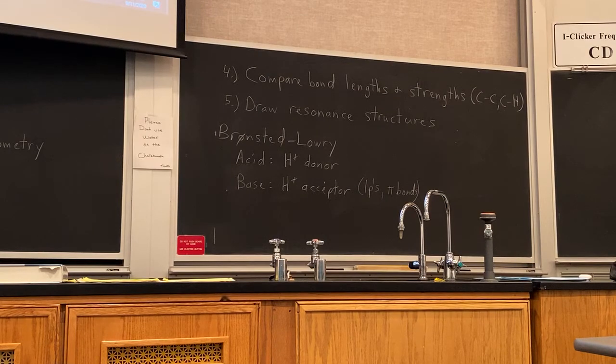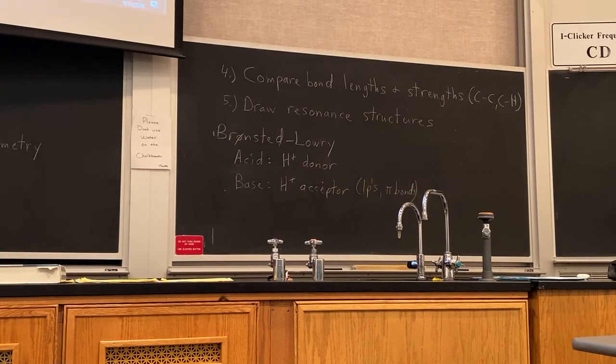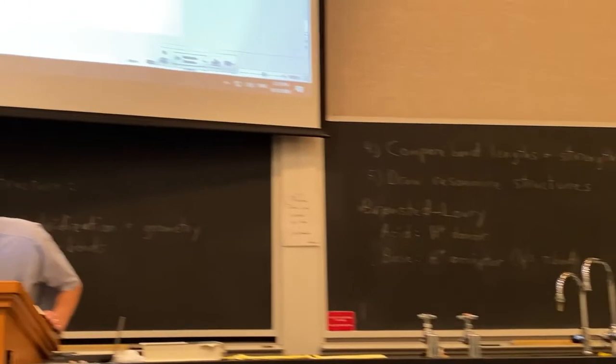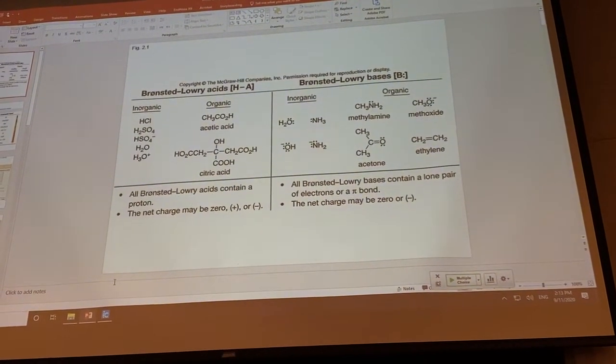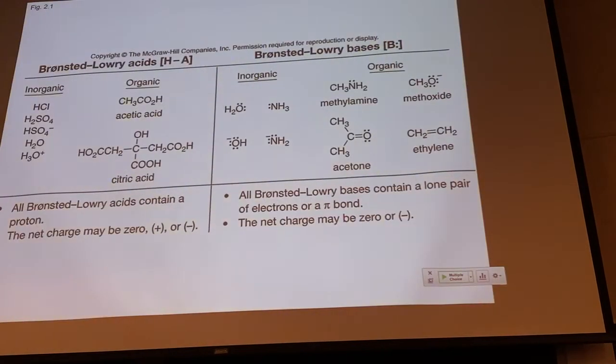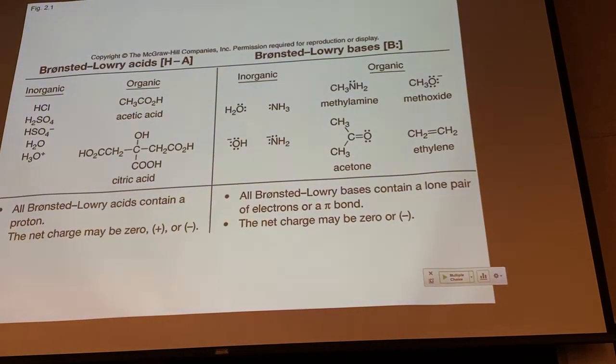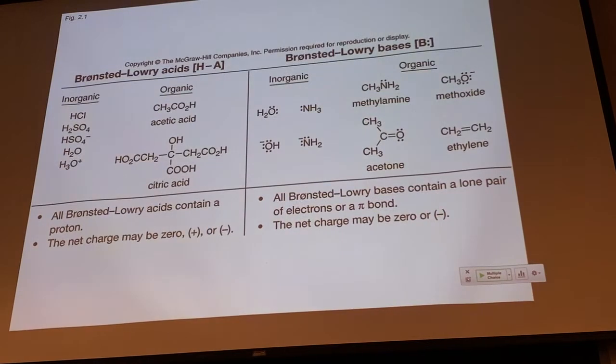So let's go to our first figure from chapter 2. We will see a chart that shows Bronsted-Lowry acids and bases, many of which would be familiar to you from general chemistry. And the things we've talked about are shown here. All Bronsted-Lowry acids contain a proton. All bases contain either a lone pair or a pi bond.